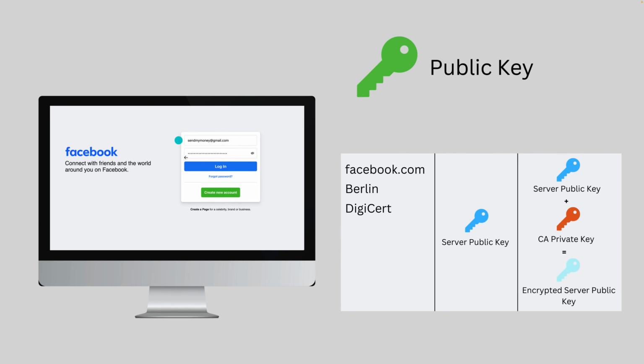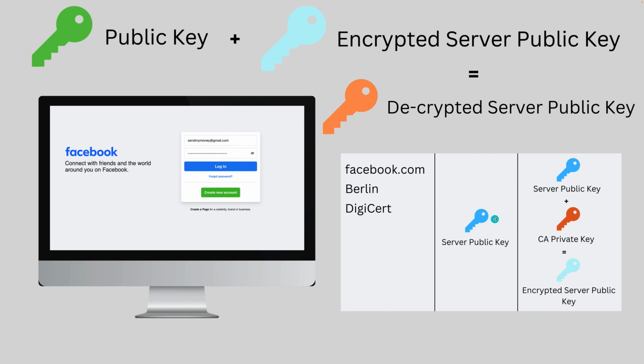So now our machine has all this information. Because we have the certificate authority public key and we have the encrypted server public key, what we can do is decrypt this signature. So I'm going to go ahead and decrypt this signature, and that's going to give us the decrypted server public key.